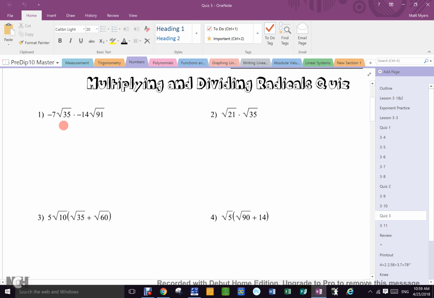All right, so this is going to be negative 7 times negative 14, which is positive 98. And then under there, you're going to have 7 times 91. That's actually 98. 35 times 91, which is a giant number. So break down those. It's 5 times 7 times 7 times 13. There's your pair. So out comes a 7.